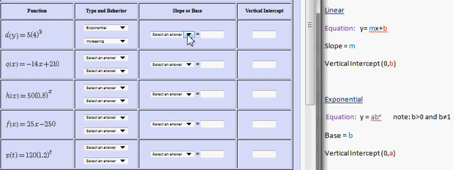Since it's exponential, we can state what its base is. We said a few seconds ago the base was 4. So go down to base, type in 4. The vertical intercept, since we're dealing with exponential, remember, is always 0, comma, whatever a is. A is the number not being raised to the power. So in this case, that's 5. So my vertical intercept would be 0, comma, 5.